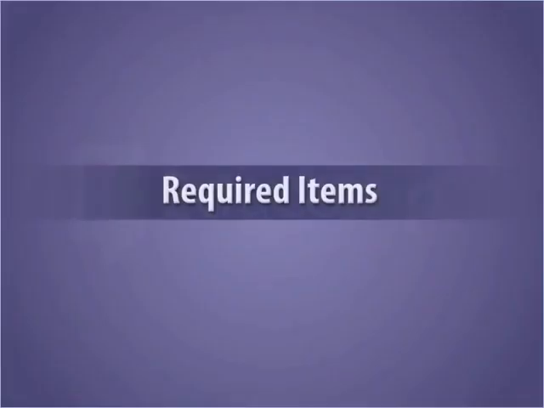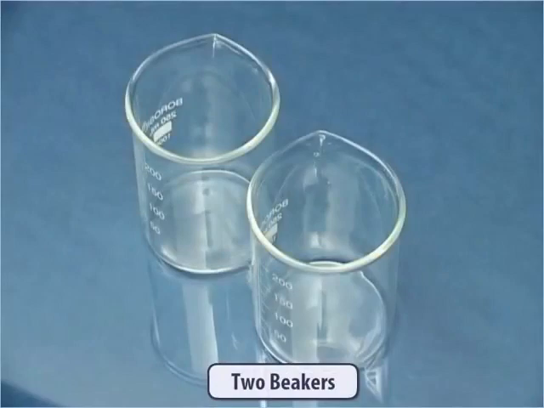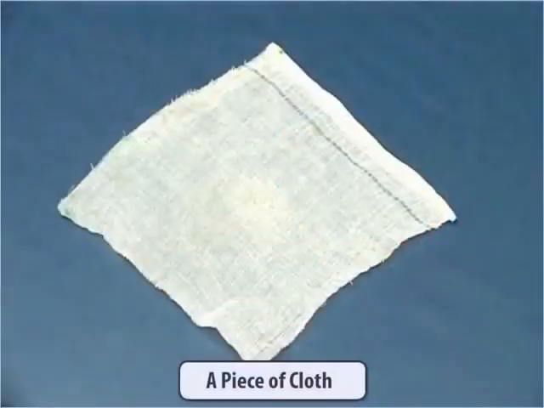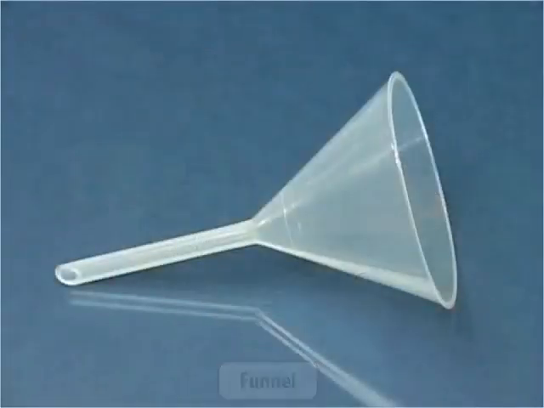For this activity, we need 2 beakers, a sample of muddy water, a tea strainer, a piece of cloth, a funnel, and filter paper.